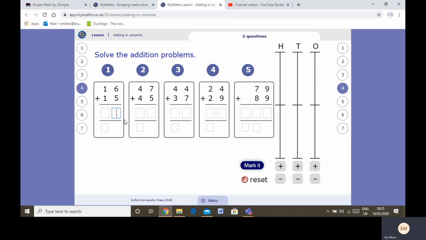It's good to know both methods because then you can understand where the numbers are coming from. It's really important to understand place value, so it's important to try both.